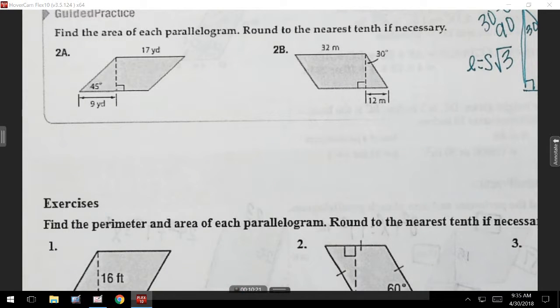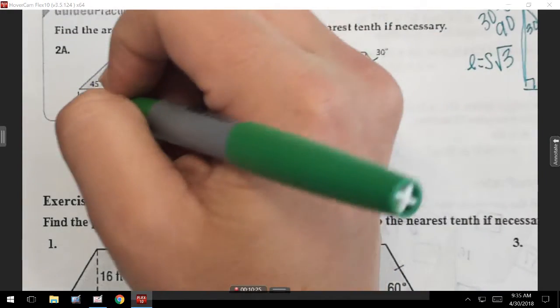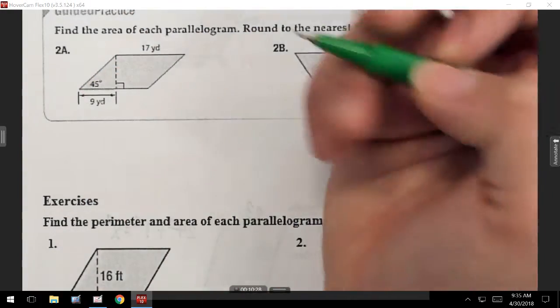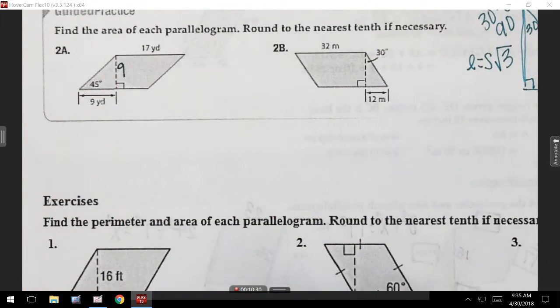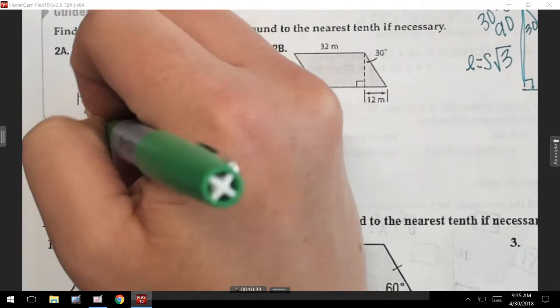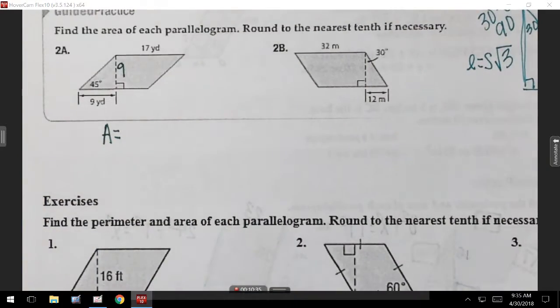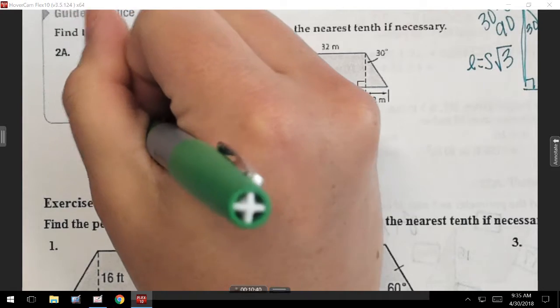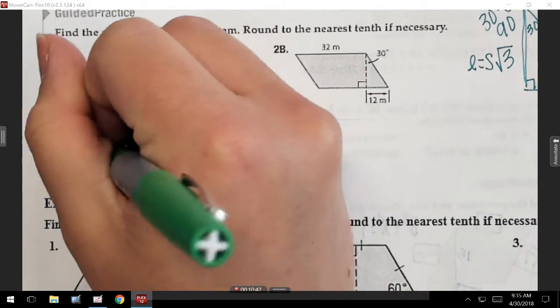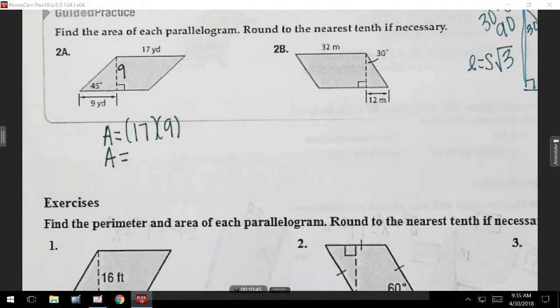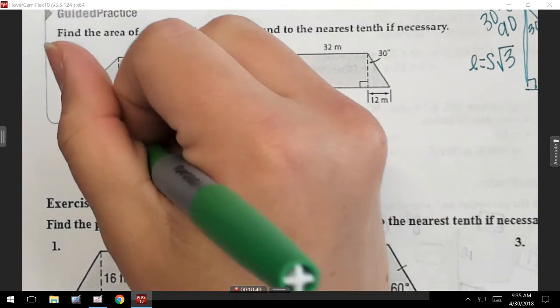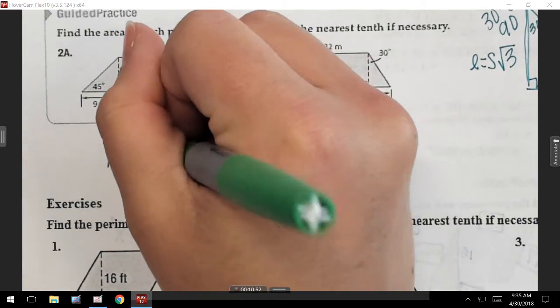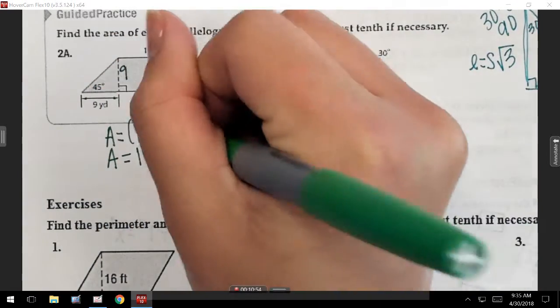Find the area. Notice that we're only having to find the area of each parallelogram. Okay, well, if this is 9, what's the height? 9. That one wasn't bad, right? So area is equal to 153. Did you do 17 times 9? Which is 153 yards squared. Good.